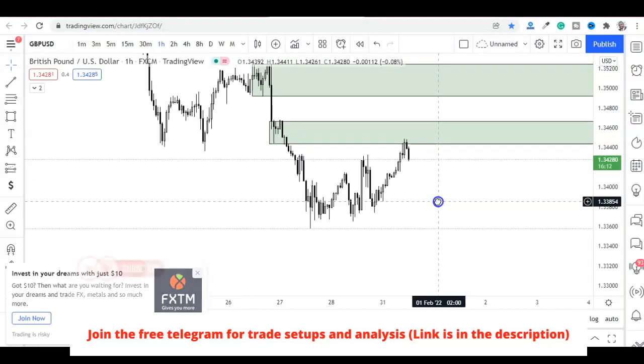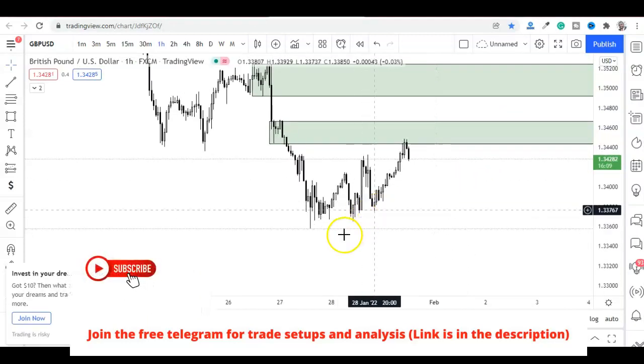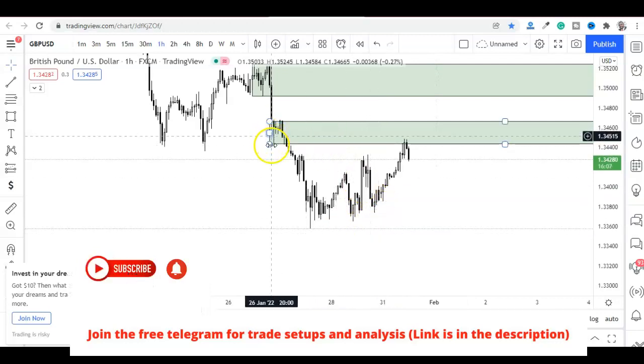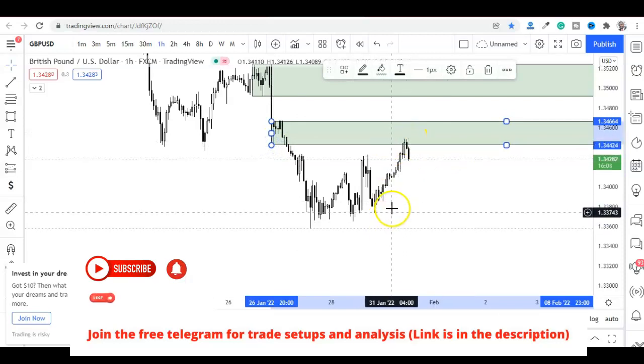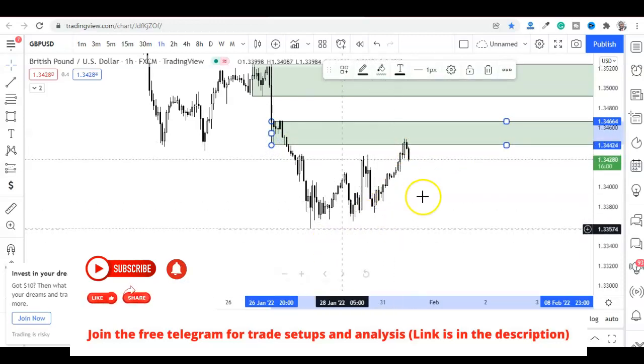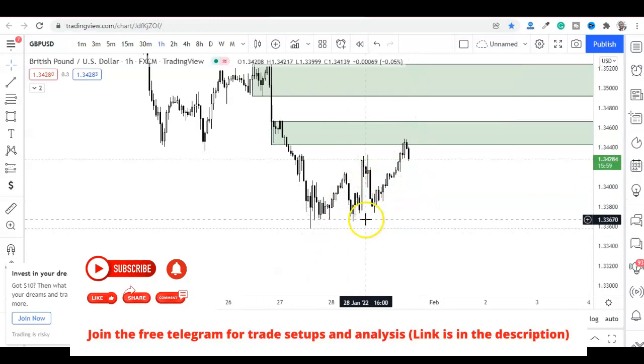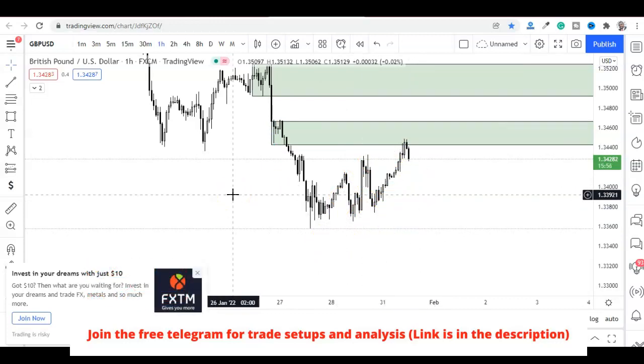From the daily, 1 hour, also a selling opportunity from here to take out this liquidity. Okay, to take out this liquidity. So that is that on the pounds USD.